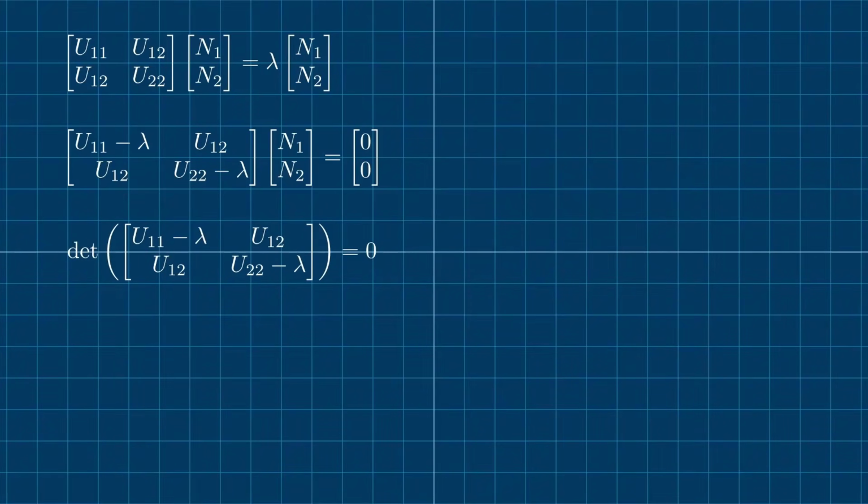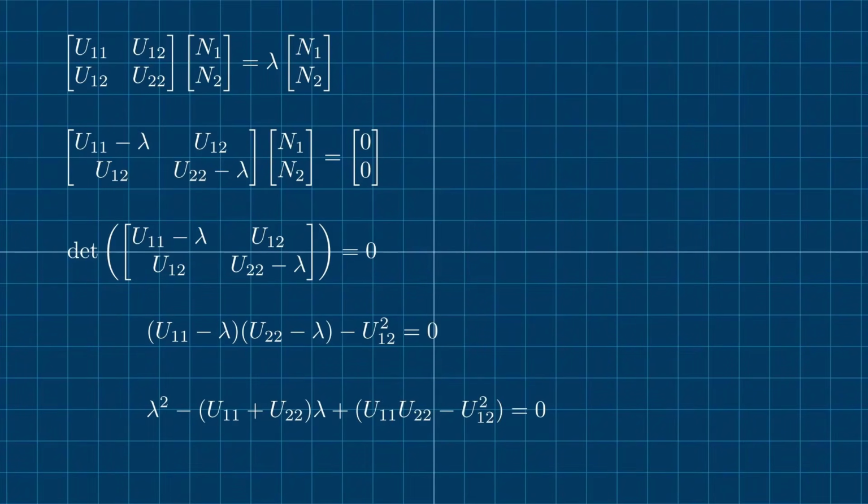If we compute the determinant of the matrix, we get this expression, and expanding it leads us to this polynomial. This polynomial is called the characteristic polynomial. Let's denote it by p of lambda. If we take a closer look at this polynomial, we notice that it contains the sum of the diagonal components of u, which is equal to the trace of u. We also see the term u11 times u22 minus u12 squared, which is the determinant of u. So the trace and the determinant are the coefficients of the characteristic polynomial.